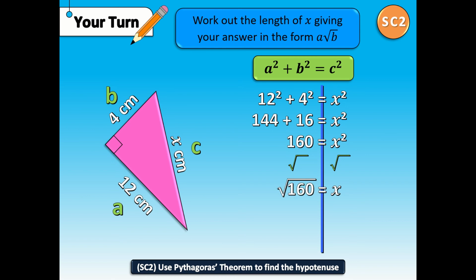Now again, we need to think about what square number goes into 160. So we can do the square root of 16 times 10. And the square root of 16 is 4, but we can't do the square root of 10. So we just leave it as 4 root 10.